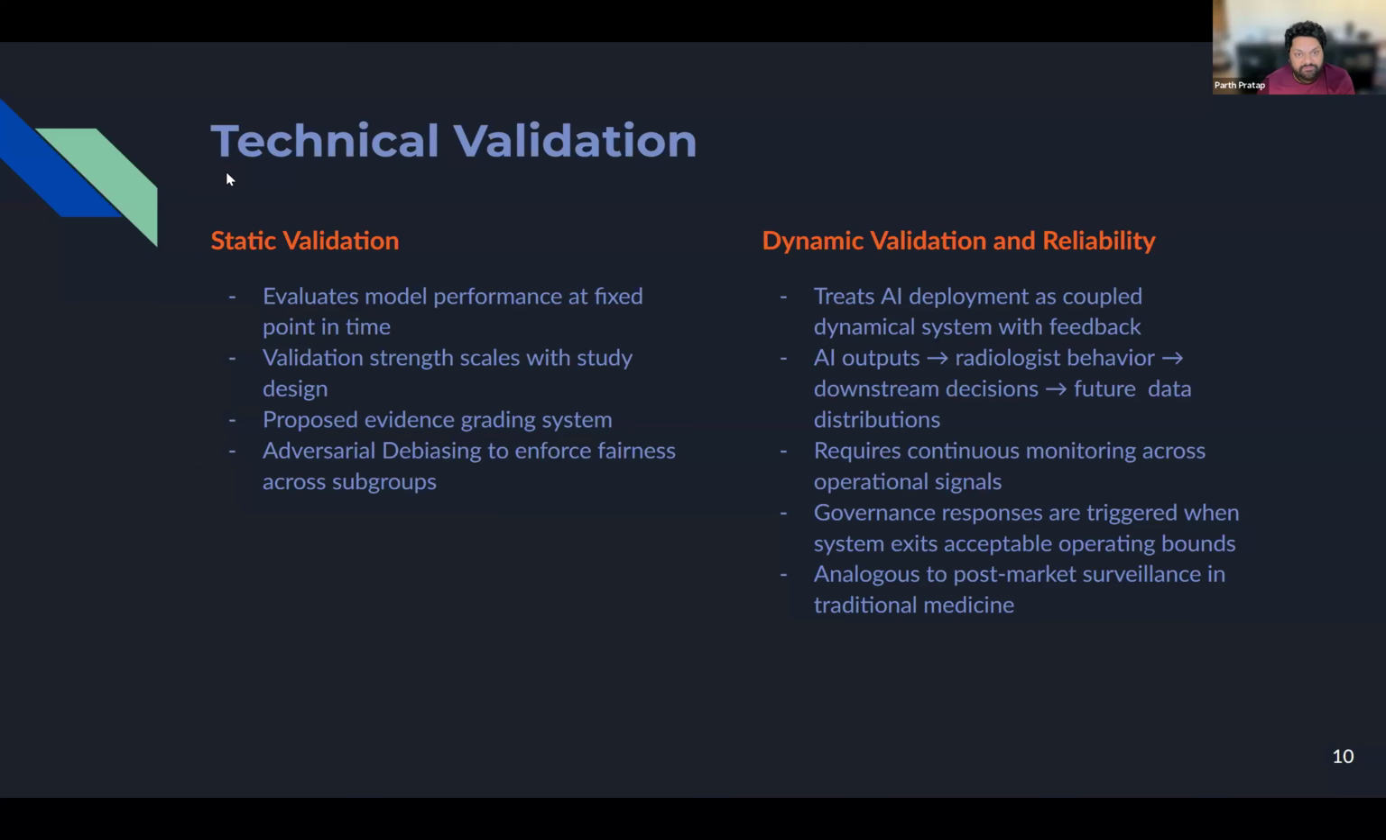So these are the two different types of validation we can do. We have static validation and dynamic validation and reliability. In static validation, the model is evaluated for performance at a fixed point in time. It scales with study, which is one of its strengths. It includes a proposed grading system and debiasing to enforce fairness across subgroups. In dynamic validation, you treat AI deployment as a coupled dynamical system with feedback, which might look like AI outputs to radiologist behavior, downstream decisions, and future data distributions, but it does require continuous monitoring across sections for operational signals. Next slide, please.